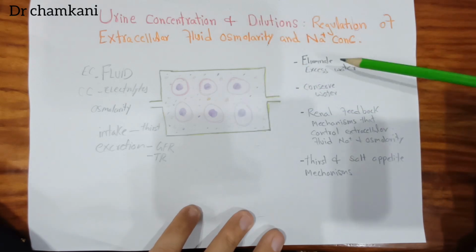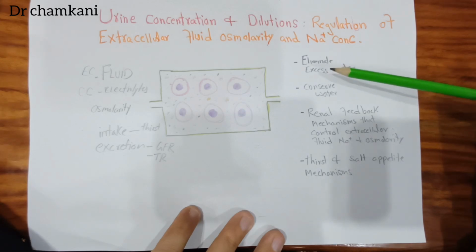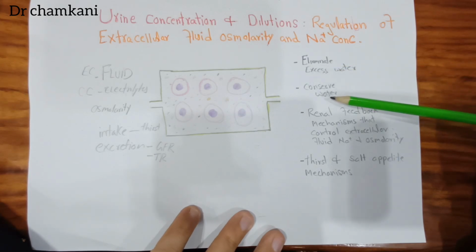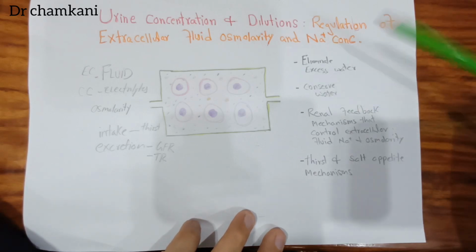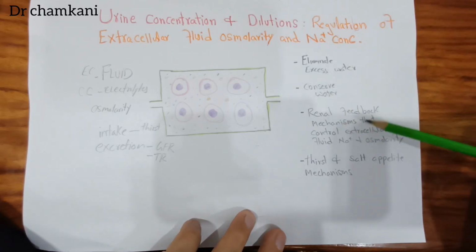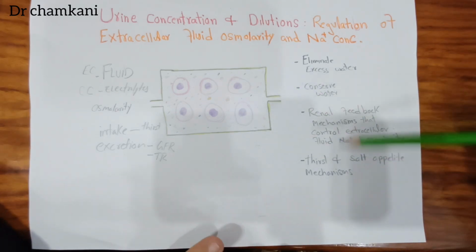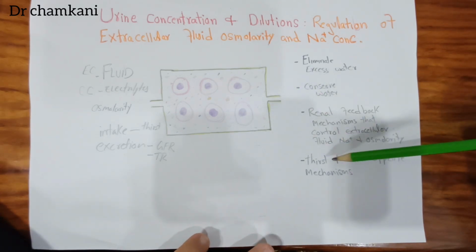In this chapter, we will talk about the role of kidneys in eliminating excess water. And then we will discuss the role of kidneys in conserving water when there is shortage of water. And similarly, we will also discuss the renal feedback mechanisms that control extracellular fluid sodium and osmolarity. Finally, we will also discuss in this chapter thirst and salt appetite mechanisms.